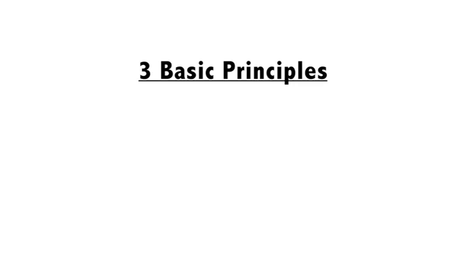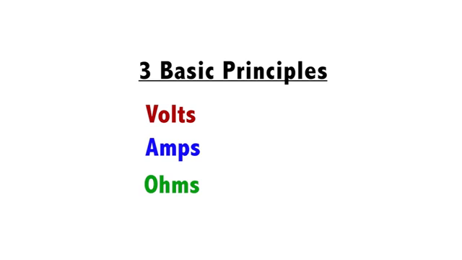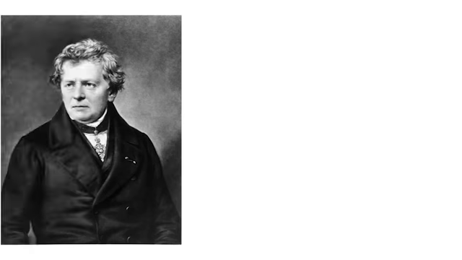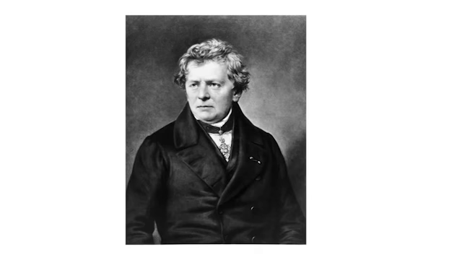To summarize, electricity can be divided into three basic principles: volts, amps, and ohms. Volt is pressure, amp is flow, and ohm is the resistance of that flow. Hey, I'm learning here. That's great! Now we can use those three units to measure how much electricity we need to get the job done. For this, we can thank German physicist Mr. George Ohm, who invented the Ohm's law formula.